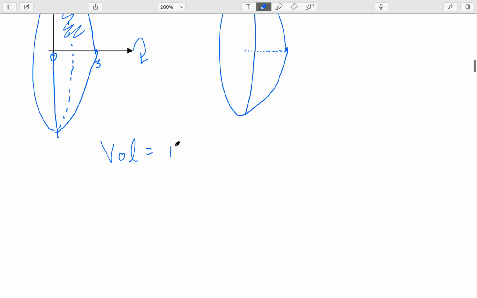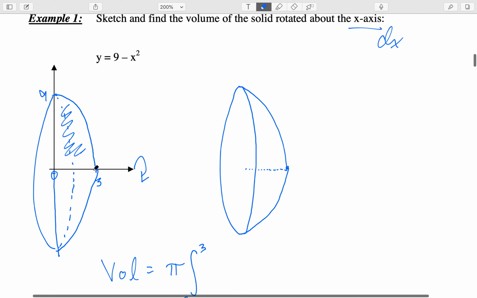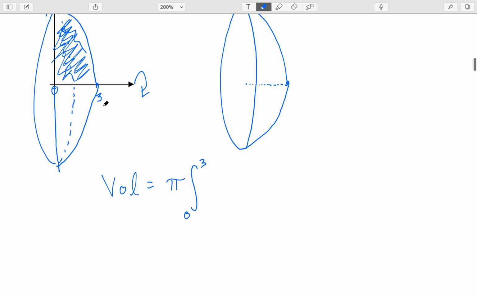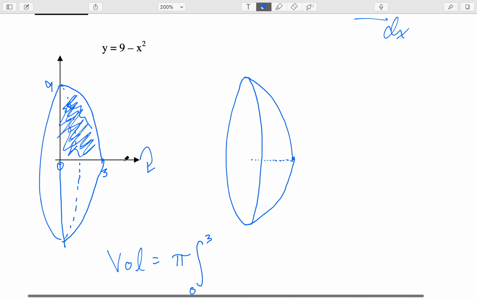The volume is pi, the integral. I'm going from left to right, so from 0 to 3, right? We're just doing this finite area. I know the area goes on forever, but quite often we just use the area in the first quadrant, or it'll usually be defined as an interval. Okay, so it's going to be pi times the function squared, and the function is really the height from here to here, right? That's just, there it is.